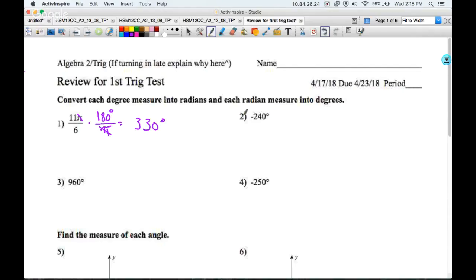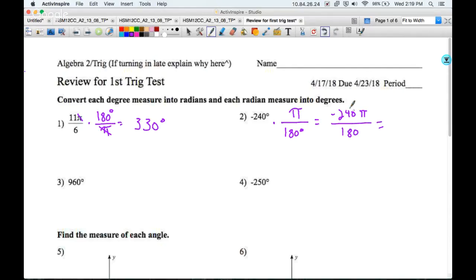Let's go the other direction. I'm given a measurement in degrees. You can see the little circle there. So I need to multiply something with degrees on the bottom to cancel it out. We'll do 180 degrees on the bottom. And what is 180 degrees equal to in radians? Pi. So now I've got negative 240 pi over 180. The degrees cancel out. We don't have to write the symbol anymore.